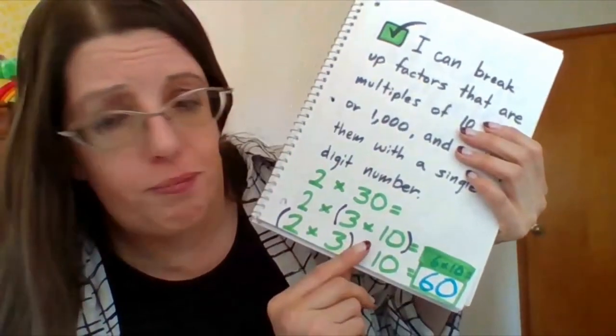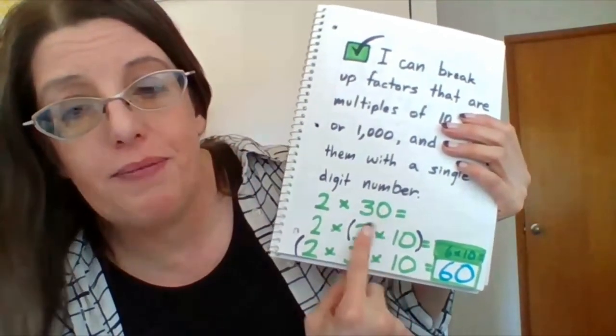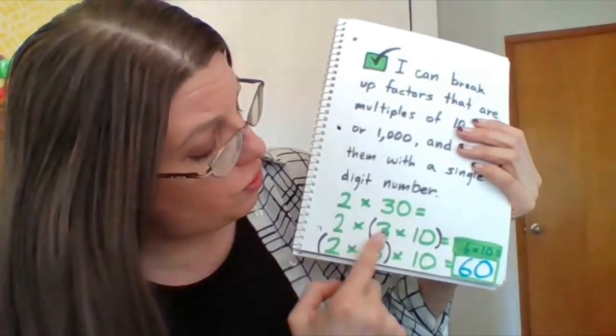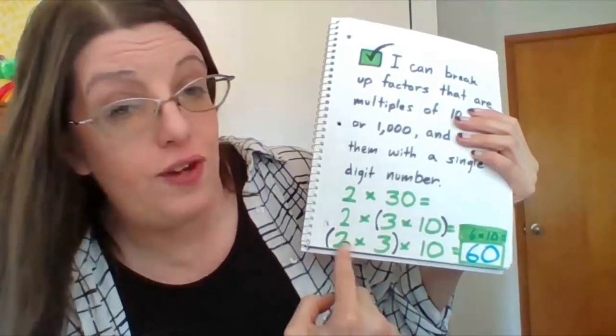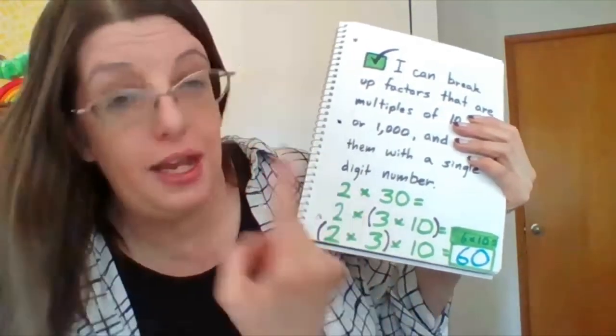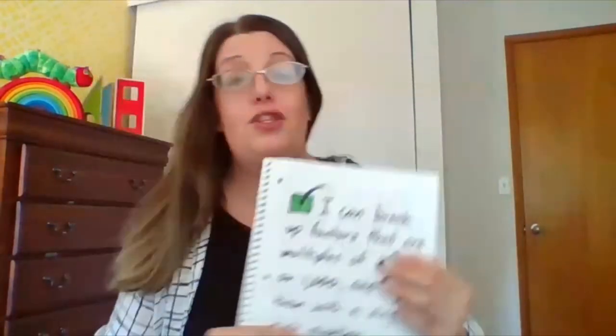Did the associative property help us by breaking up that big factor and then associating these factors so that we could do the math in our head? The associative property can do so much to help us with our multiplication.